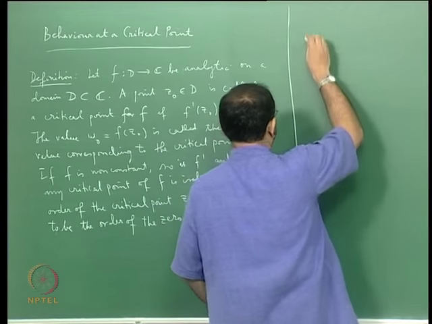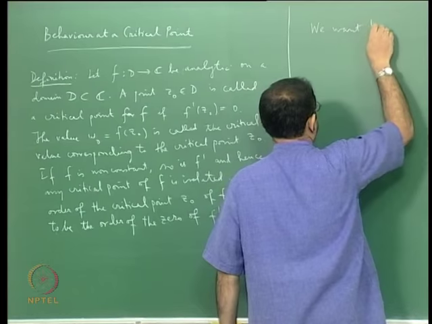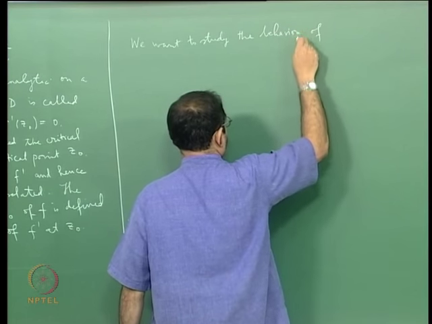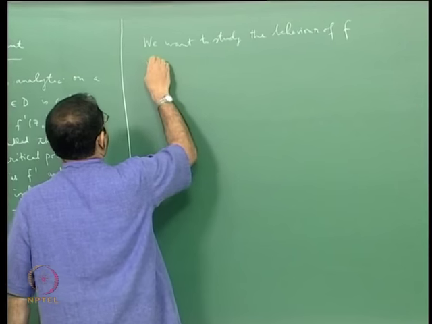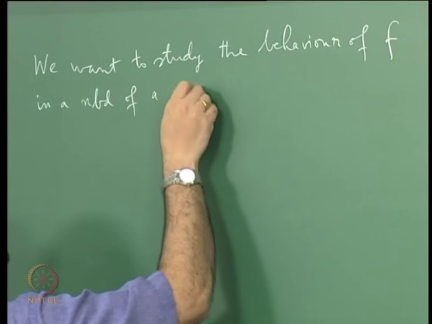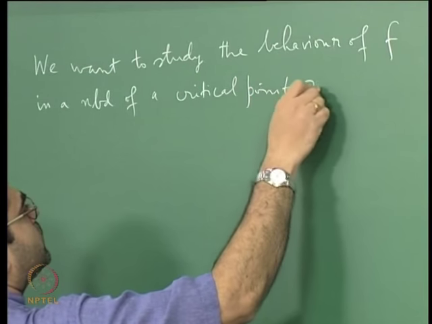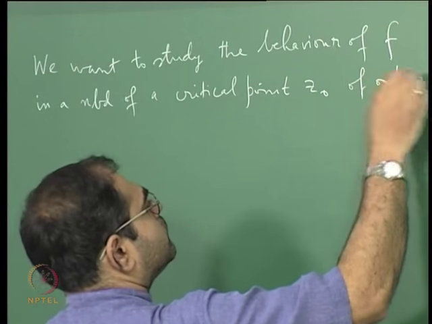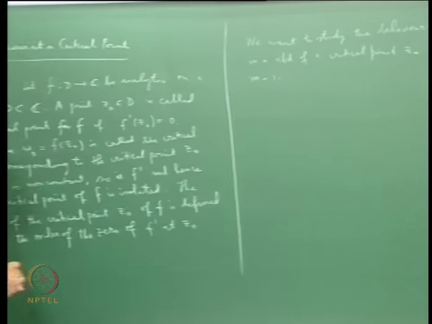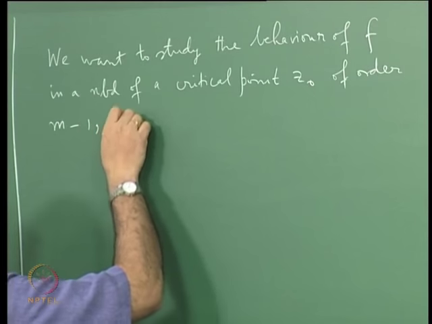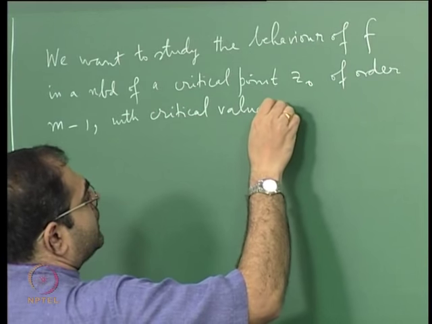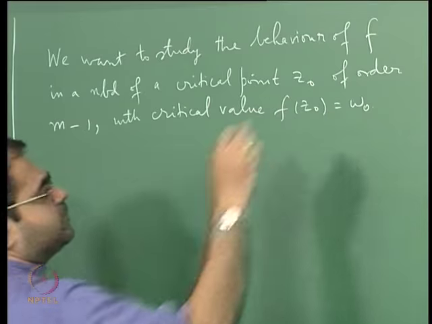So let me write this down. We want to study the behavior of f in a neighborhood of a critical point z naught of order m minus 1, okay. So I am choosing m minus 1 for a particular reason. With critical value f of z naught equal to w naught, okay.